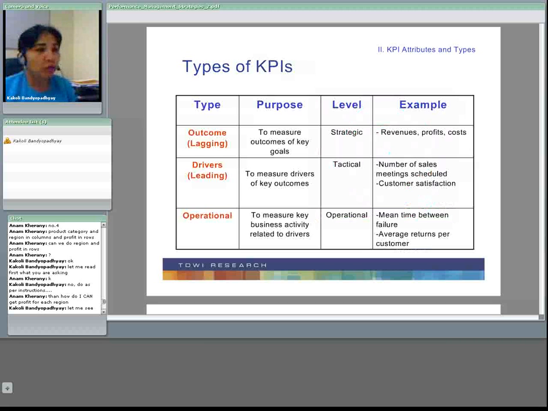So the different levels would be strategic, tactical, and operational. Some examples of outcome measurement KPI would be revenues, profit, costs. These are the outcomes, right? Key performance indicators of the outcome of key goals. And then number of sales meetings scheduled and customer satisfaction can be used to measure drivers of key outcomes. And then examples like mean time between failure and average returns per customer can be used to measure key business activity related to drivers, which would be the operational type of KPI.